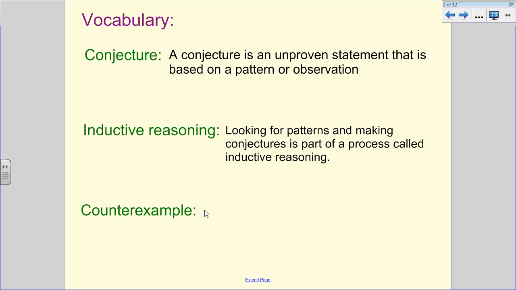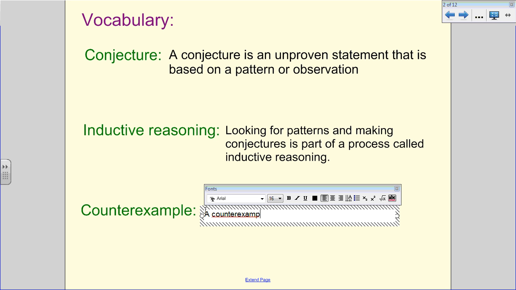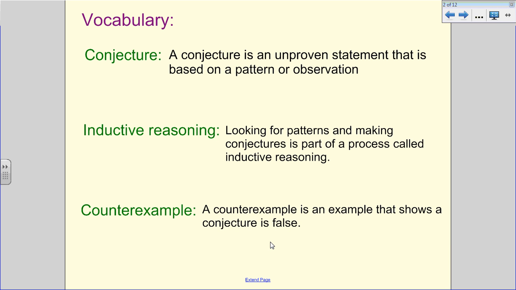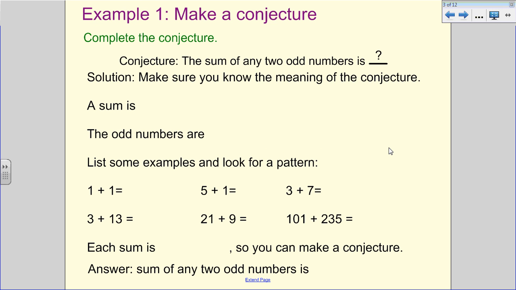And so the last word we're going to define has to do with our counterexamples, and that's going to be our last couple of examples. But a counterexample is an example that shows a conjecture is false. So when we say all math teachers are boring, Mrs. Woodard is a counterexample to that, because for sure I am not boring.